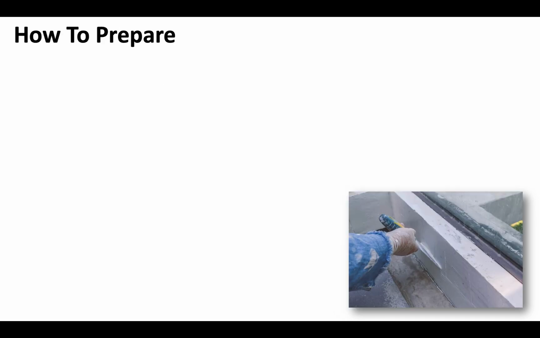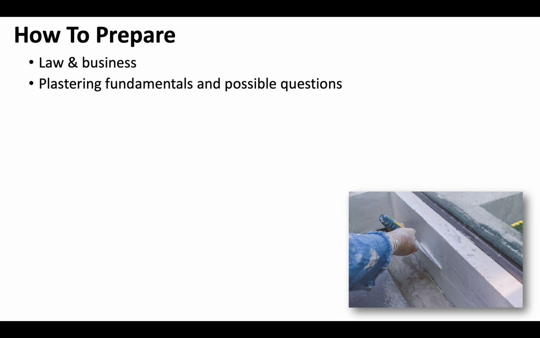Now, preparing for your C-35 license exam, obviously, California law and business represents 50% of the test. So make sure that you're familiar with all the different areas that are going to be presented to you. And there's quite a bit to the law and business exam. Obviously, your lathing and plastering fundamentals. See the variety of different possible questions and the different areas that you're going to be tested on.